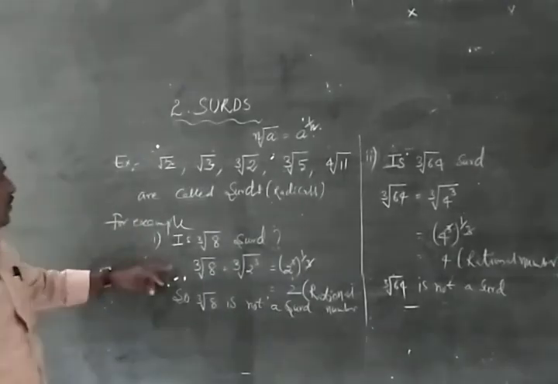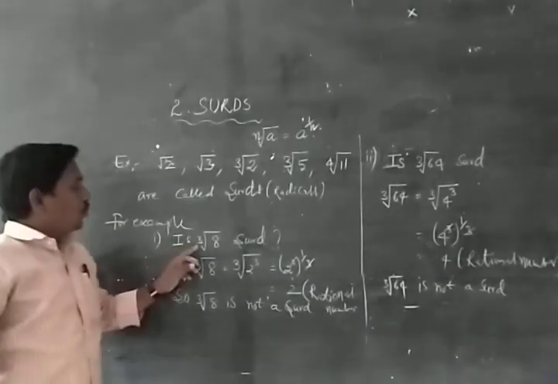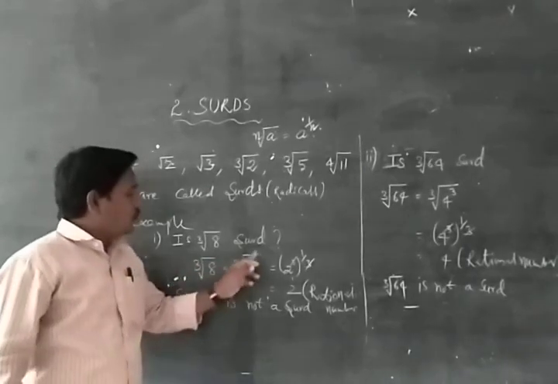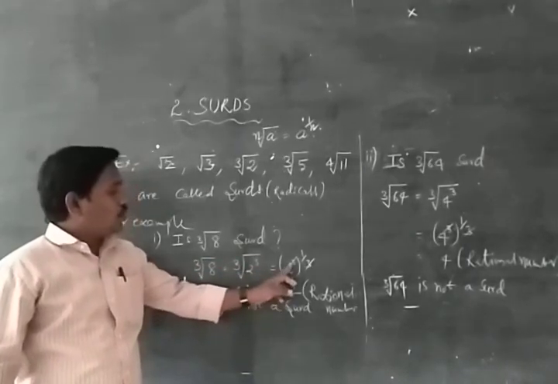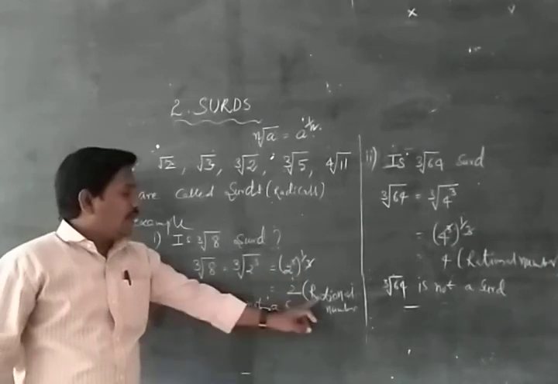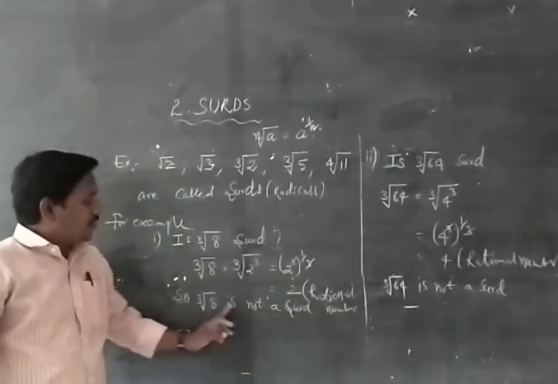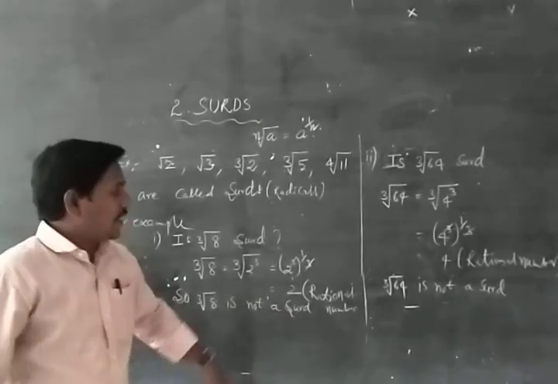And for example, is the cube root of 8 a surd? Cube root of 8 equals cube root of 2 cubed. 2 power 3, the 3s cancel, giving 2. Rational. So the cube root of 8 is not a surd. Understand? Right.